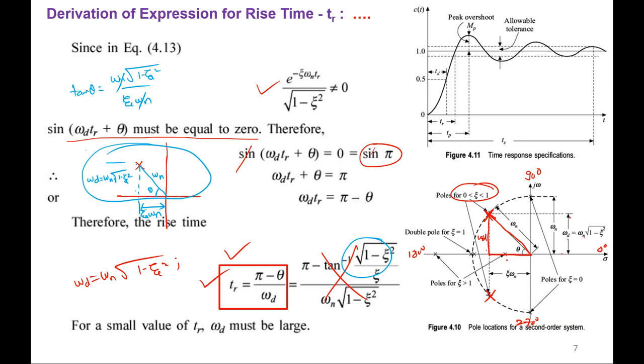Okay. We have derived the expression for rise time tr, and it is equal to pi minus theta by omega d. I hope you understood. If any doubts are there, please unmute yourself and talk to me so that I can clarify your doubts immediately. Yes, nobody is unmuting. I hope you understood. Then we will proceed with the next derivation.